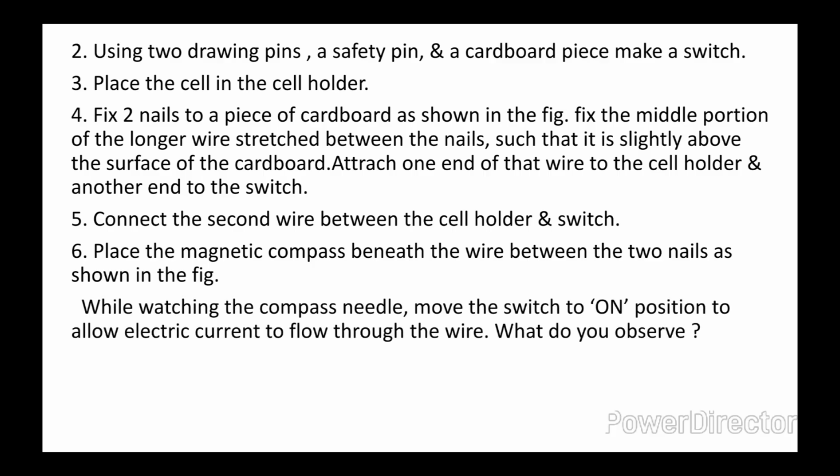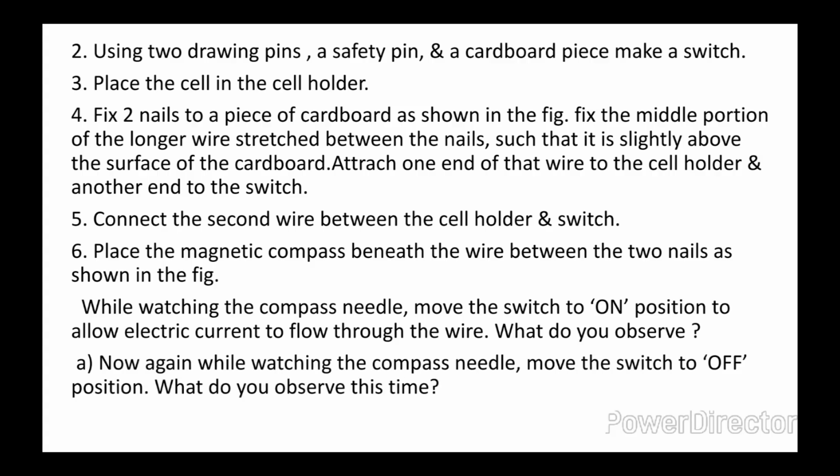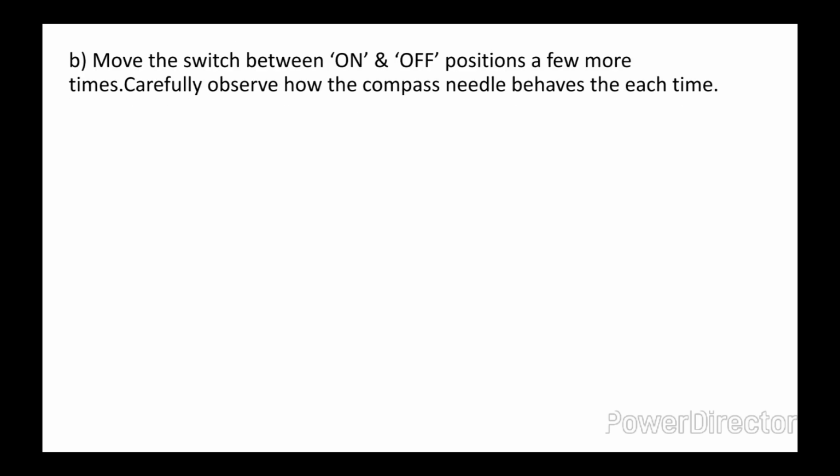And next, you observe the compass needle when you switch on the circuit. What happens to the compass needle? And note down your observation. When you switch on the circuit, the current flows through the wire and you observe what happens to the compass needle. Next, you switch off the circuit. Again note down the observation of the compass needle. When you switch off the circuit, there will be no flow of electric current. So you observe what happens to the position of the compass needle and note down your observation.